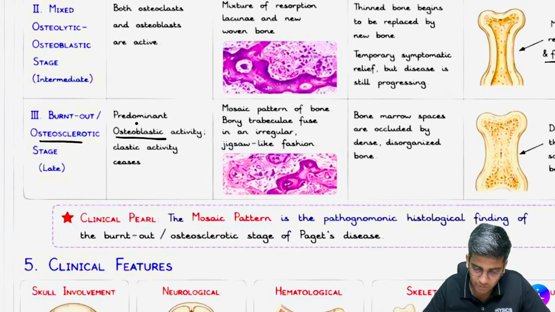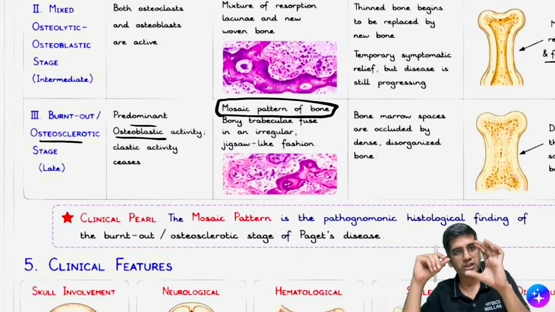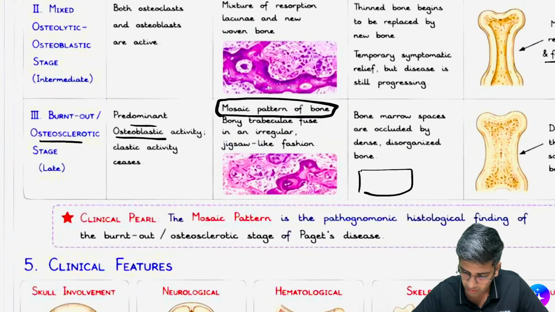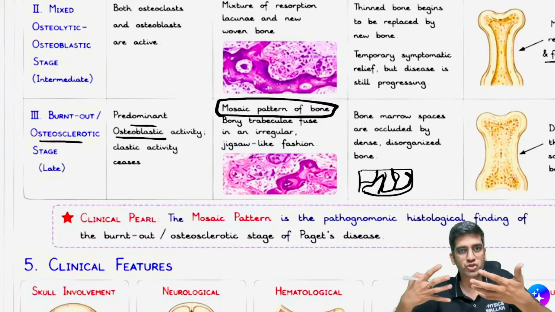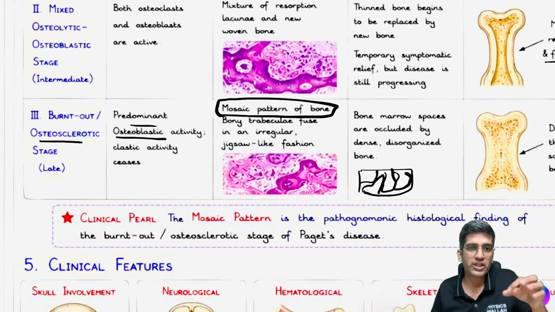The third stage is a burnt out stage, which is the osteosclerotic stage. Here, predominantly osteoblastic activity. You'll have a mosaic pattern of bone, an MCQ, a viva question. I would expect this in an answer. What does mosaic bone mean? Normal bone has cortex, medulla, bone marrow spaces. But here, let's assume this is the bone. You'll have only bony part. There'll be no bone marrow space. Like a mosaic, they'll be perfectly attached without any gap in between. That we call a mosaic bone pattern.